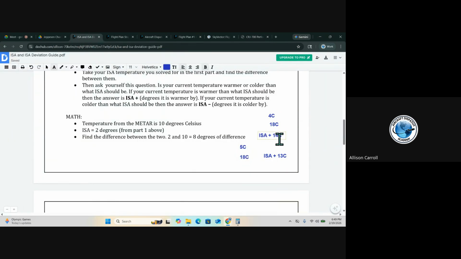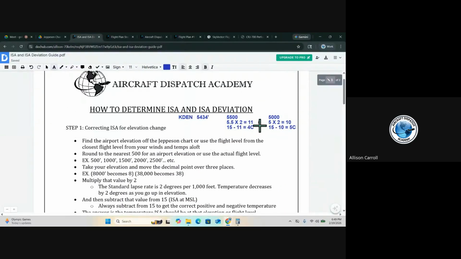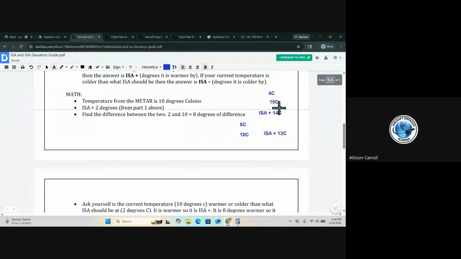Great questions with rounding. And again, this comes back to if you always want to round up, then round up. If you want to round to the closest 500, round to the closest 500. Ultimately, in most cases, it really doesn't make too much of a difference because you are utilizing the same ISA chart.